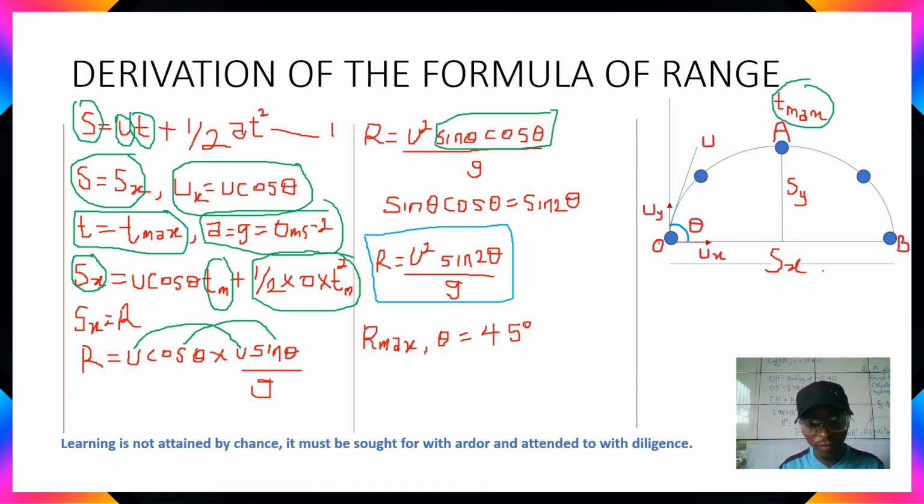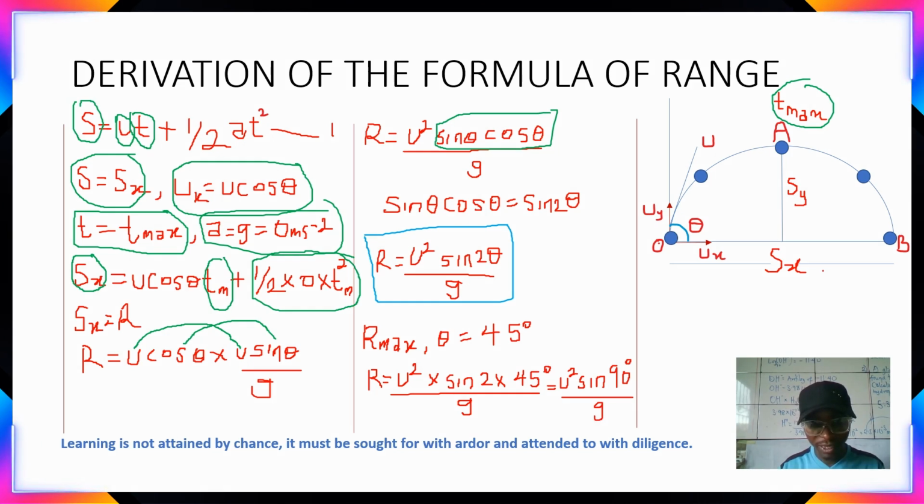So substituting 45 degrees now in the formula of range for theta, that means R now will be equal to u squared multiplied by sine 2 multiplied by 45 degrees, divided by g, and this will be equal to u squared sine 90 degrees, because 2 multiplied by 45 will give us 90, sine 90 degrees over g.